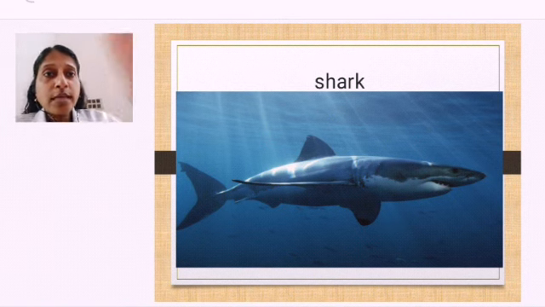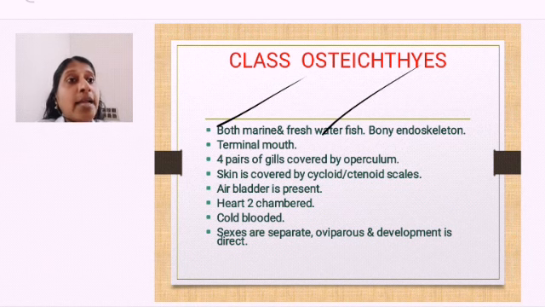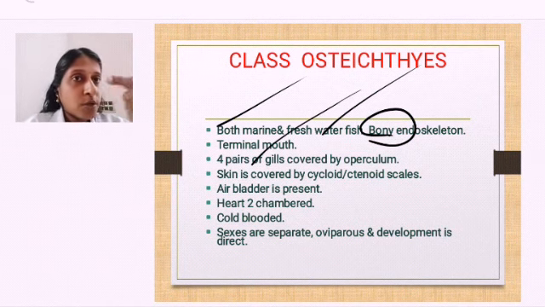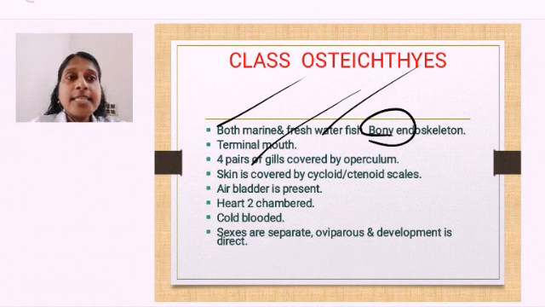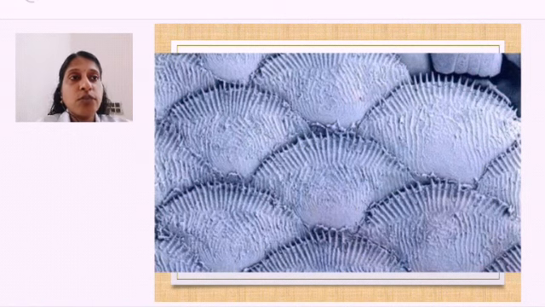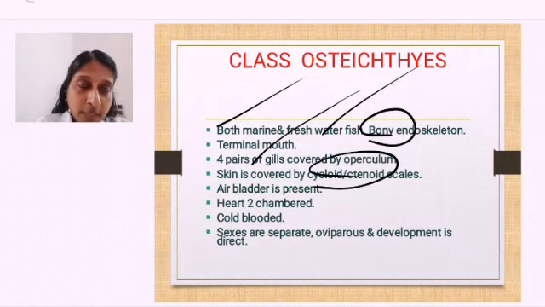Okay, Osteichthyes, when you are seeing, they are both marine as well as freshwater, and have a bony endoskeleton. Chondrichthyes were having a cartilaginous endoskeleton, cartilage. These are made up of bones. Okay, the terminal mouth you can find on the tip, not dorsal, not ventral. On the tip the mouth will be present. Skin is covered by cycloid or ctenoid scales. So this is the structure of what? The cycloid or the ctenoid scale. So that is another characteristic.